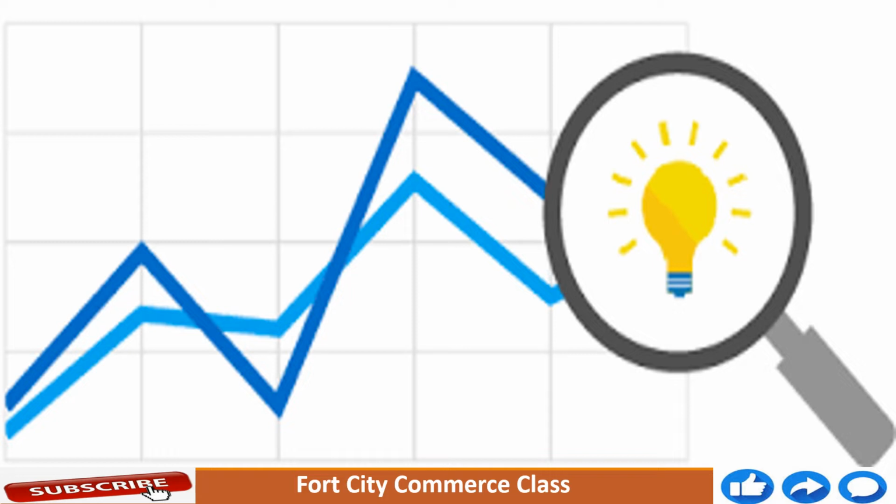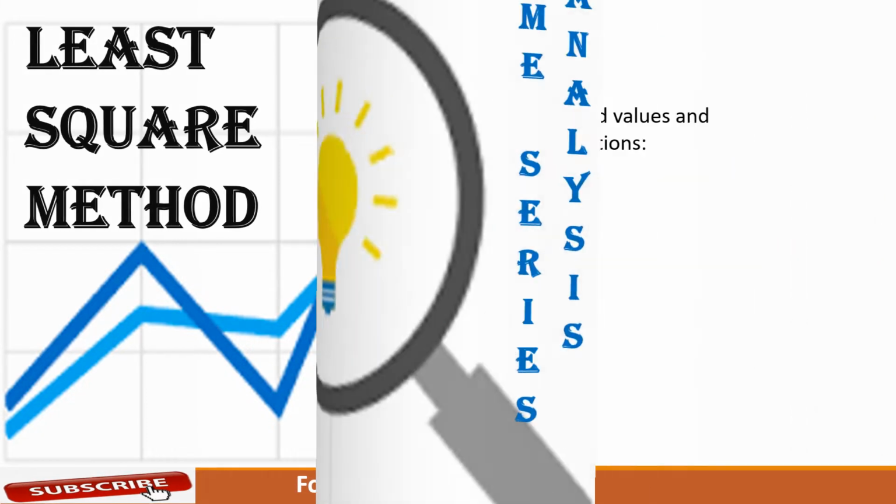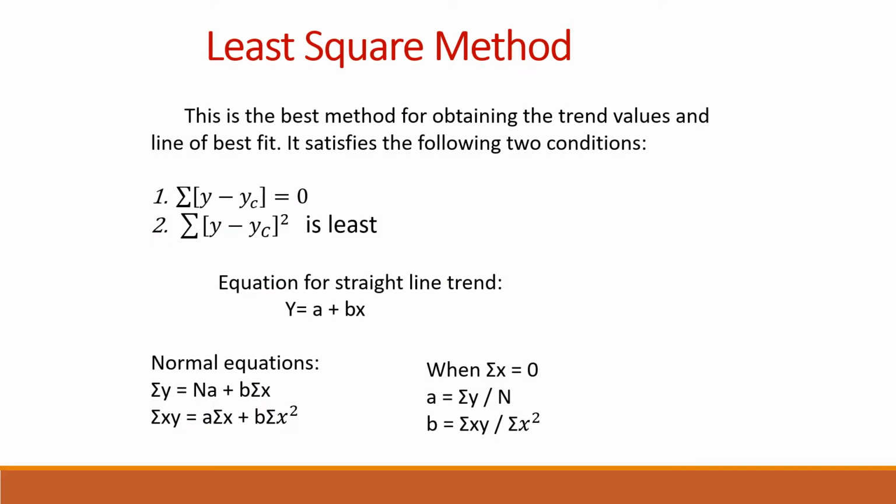In this video, I am discussing one of the methods in time series analysis for measurement of trend, that is the least square method. The least squares method is a very important method in measurement of trend. As the name tells, least square means that when we square the deviations, the sum of those squared deviations will be least in this method. That's why it is called the least squares method.